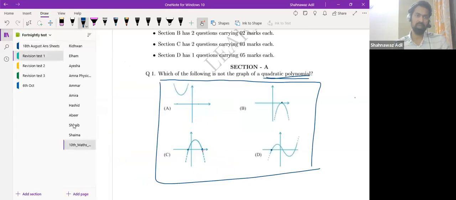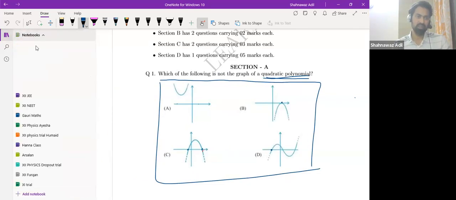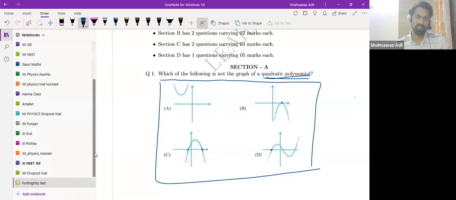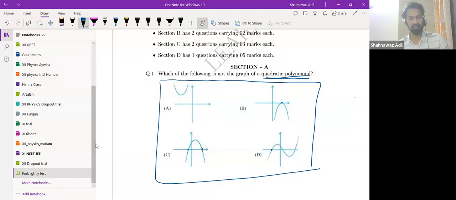So I will stop here, right? And in the next class, I will start the relationship between zeros and the coefficients, and the graphical solution. And if you guys have some problem in solving the quadratic equation with middle term splitting, we will also do that, and then we'll do all those questions, right?